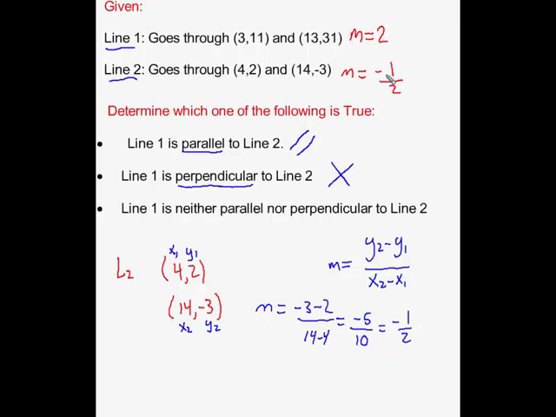They're not the same slope, so they can't be parallel, but they are the negative reciprocals of each other, so therefore they are perpendicular. So for these 2 lines, I would say they are perpendicular.